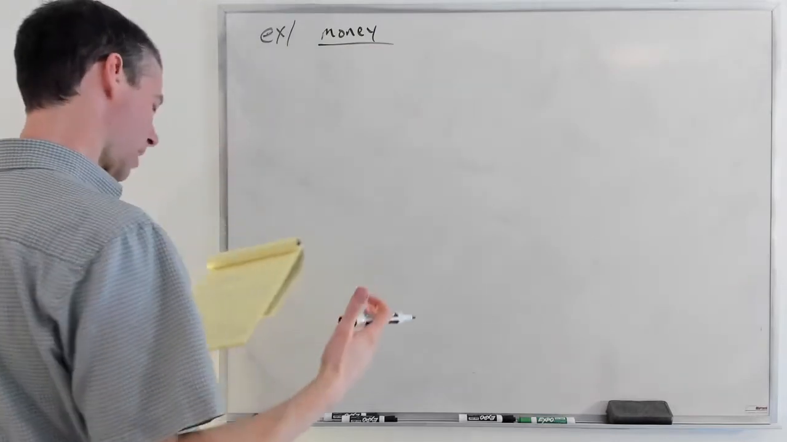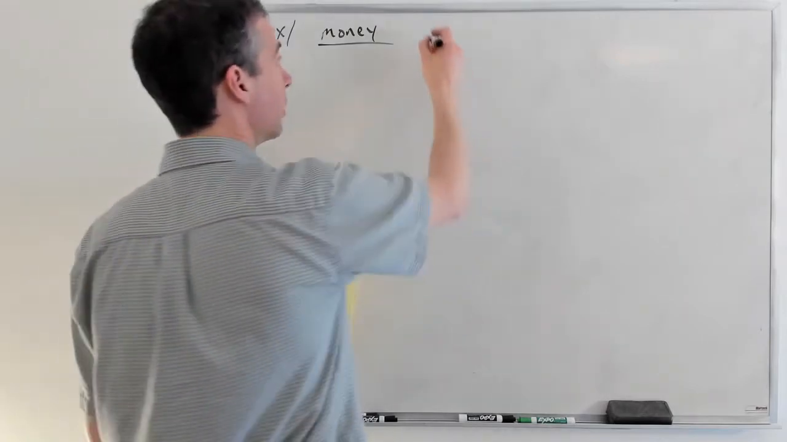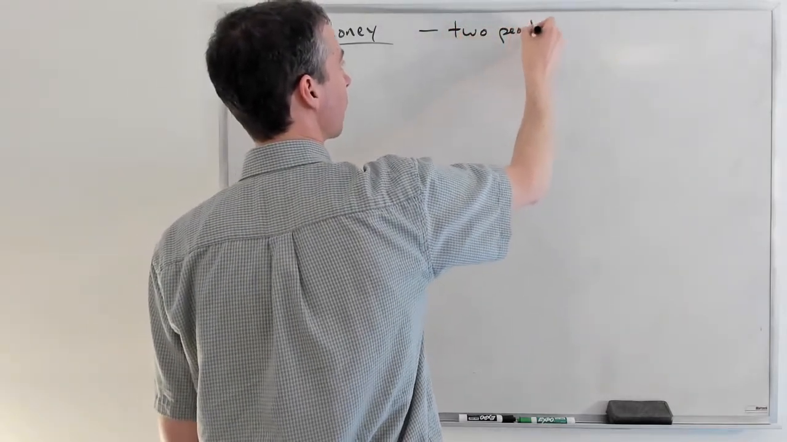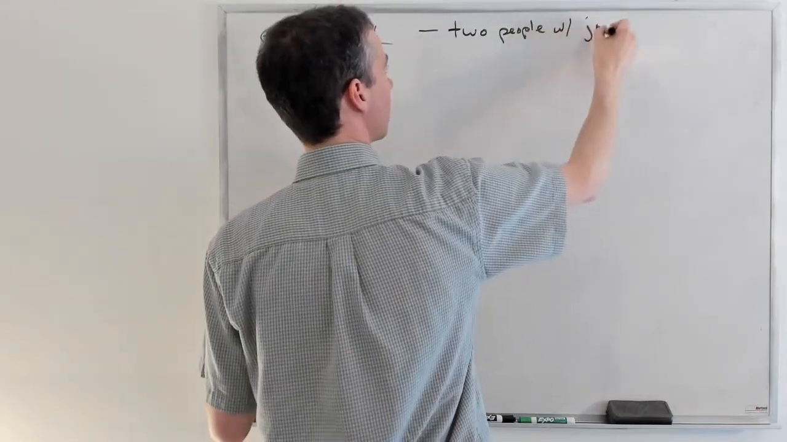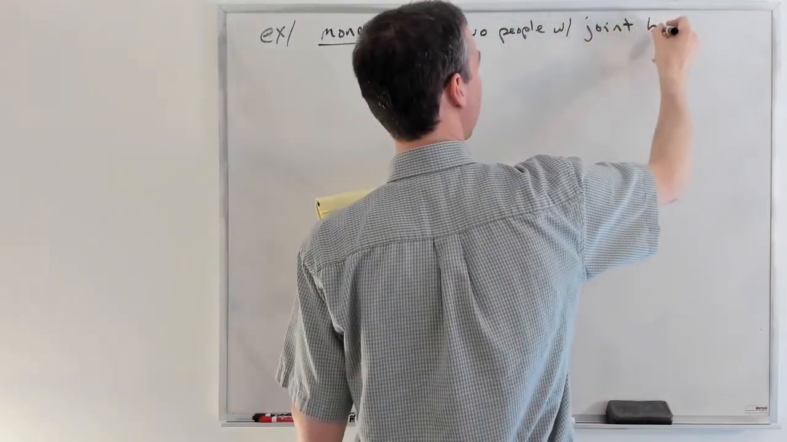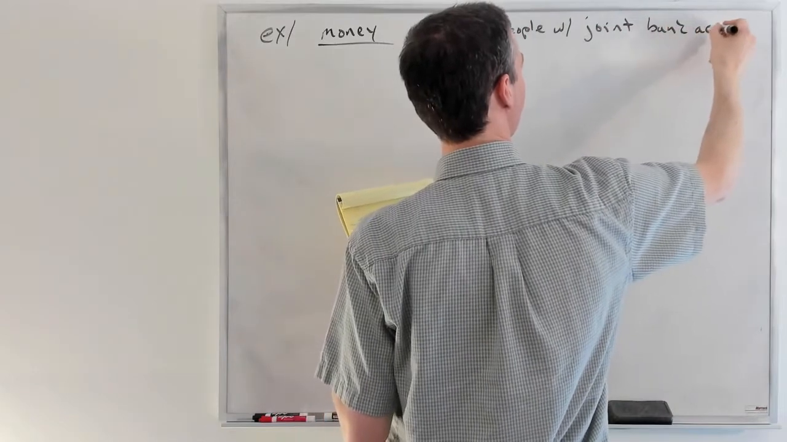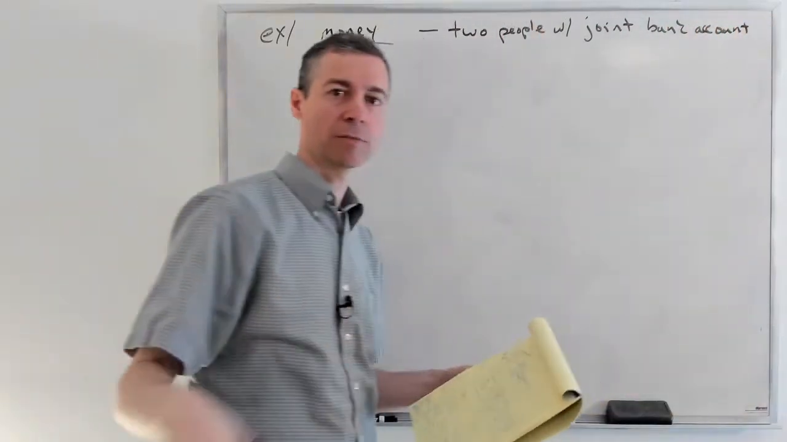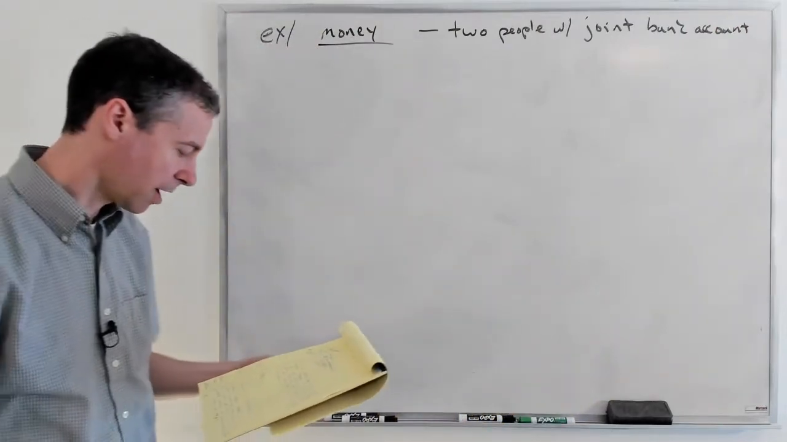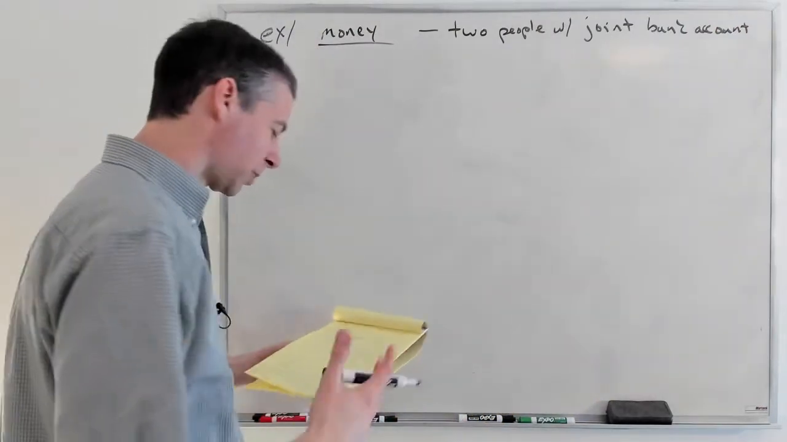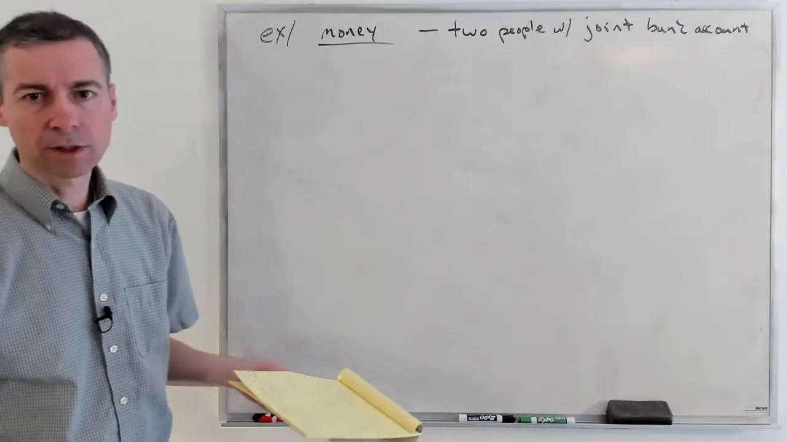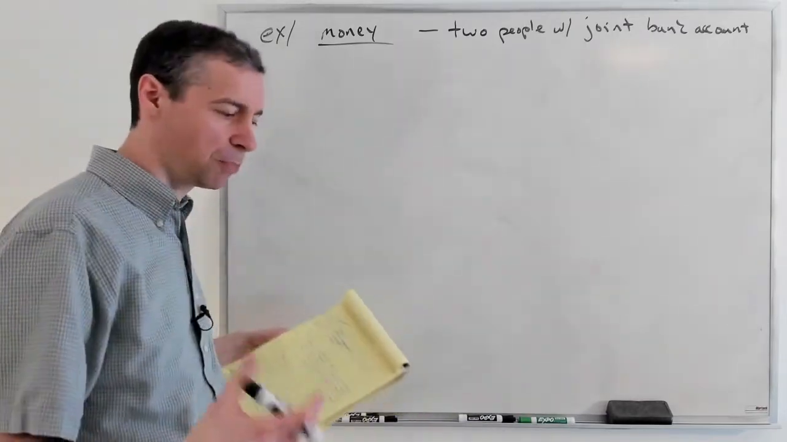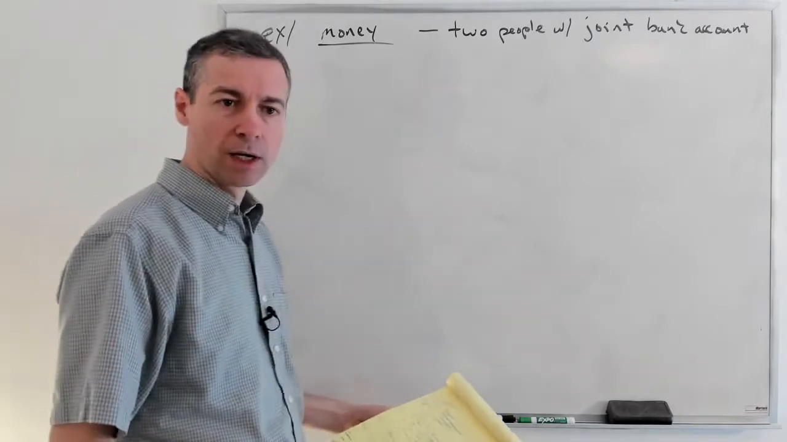So let's say my scenario is we've got two people with a joint bank account. And they're both out shopping and they're going to buy something with a debit card. All right. One person is going to buy something worth $100 and another person's going to buy something worth $75. And they both end up at the checkout at the same time.